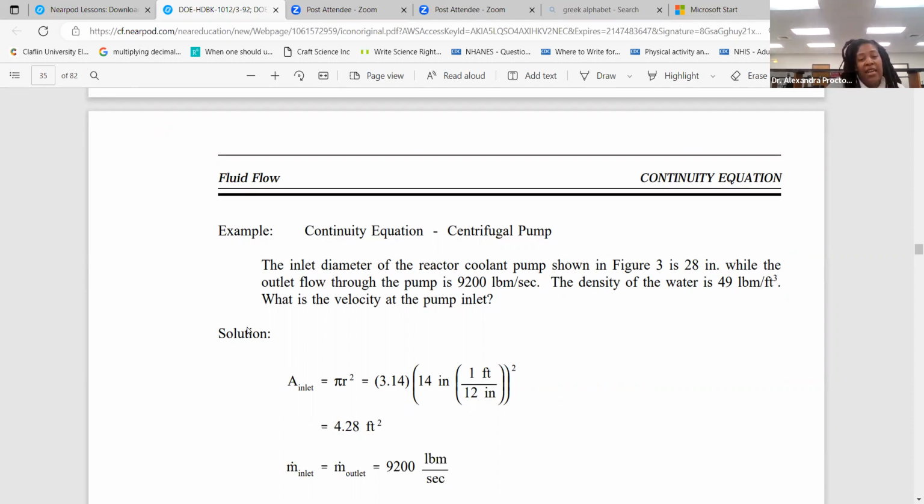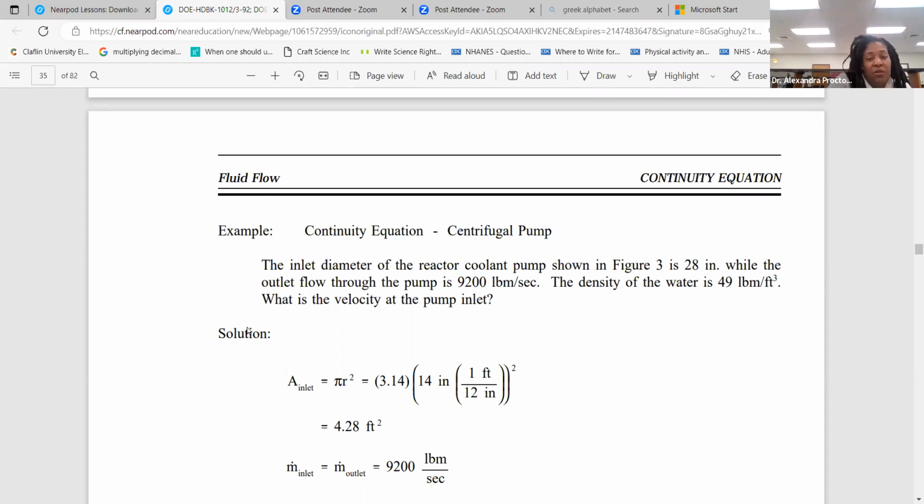So A inlet equals pi r squared. They substitute in 3.14 times 14, and then they use the conversion factor: there's 12 inches in a foot, so 1 foot over 12 inches, and they square that whole quantity. And the A inlet is equal to 4.28 feet squared.